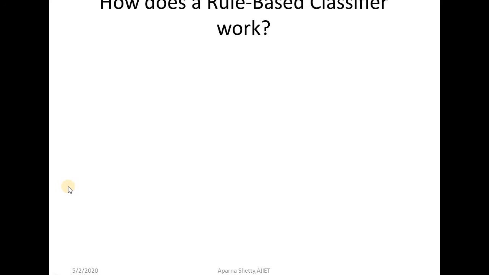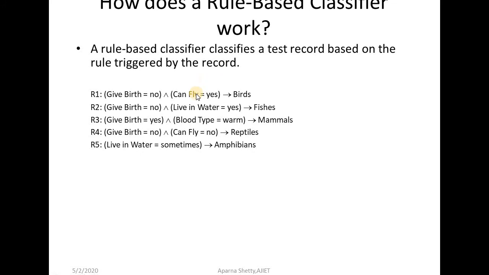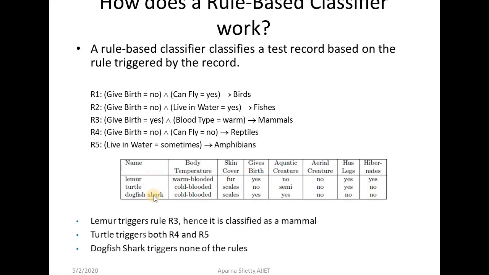Next, how does a rule-based classifier work? A rule-based classifier classifies a test record based on the rule triggered by that record. Now, given a set of 5 rules, next they have given this data set. There are 3 vertebrates here: lemur, turtle, dogfish shark. So here if you see, the lemur triggers rule R3, hence it is classified as mammal.